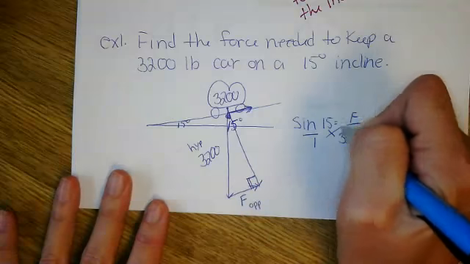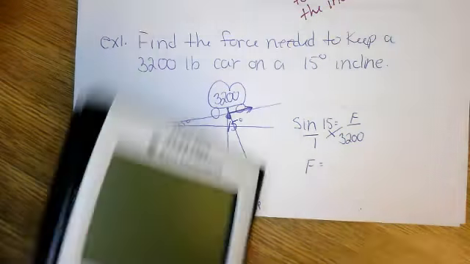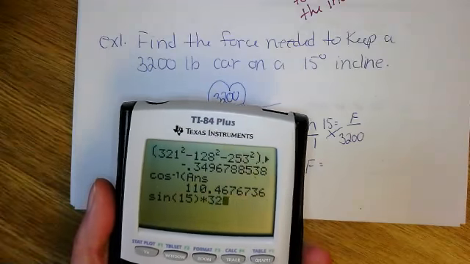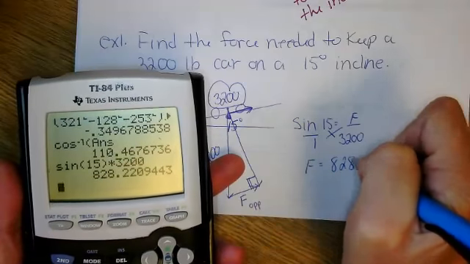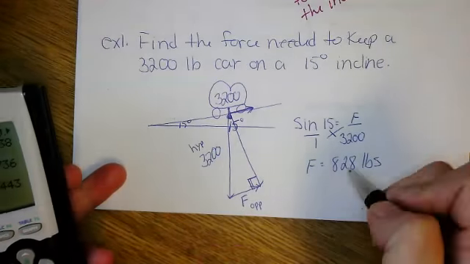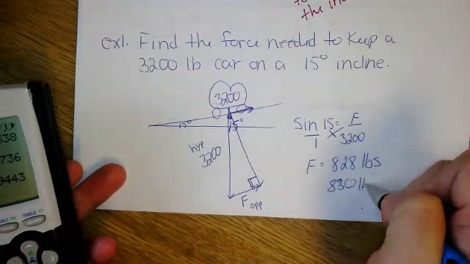So cross products. Force gets multiplied by 1. Sine of 15 times 3,200. 828 pounds of force. Oh, it looks like 2 sig figs, 830 pounds of force.